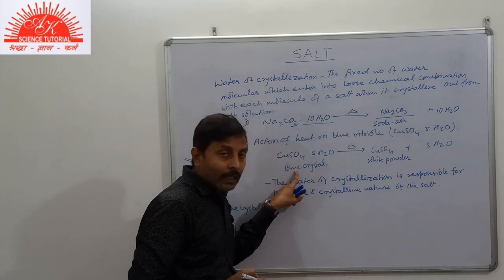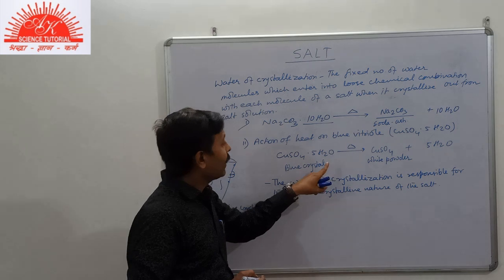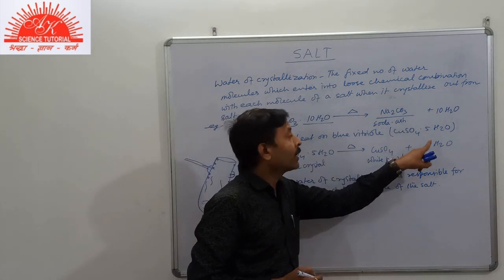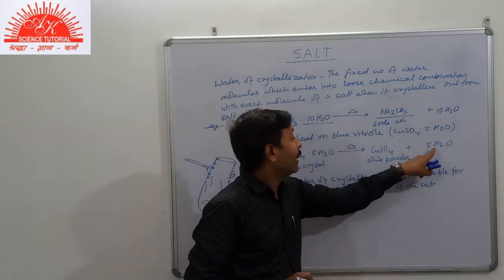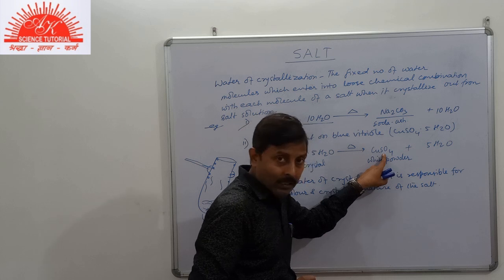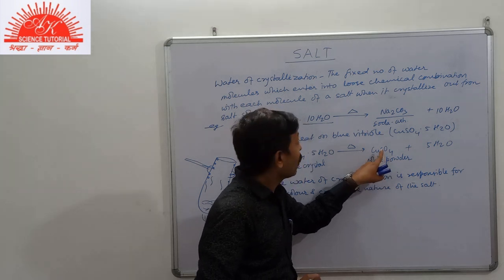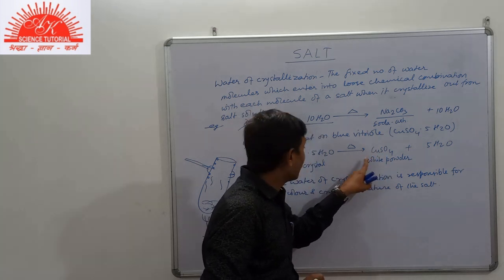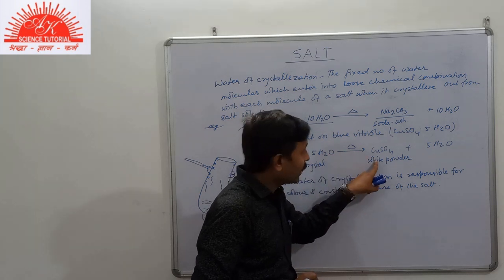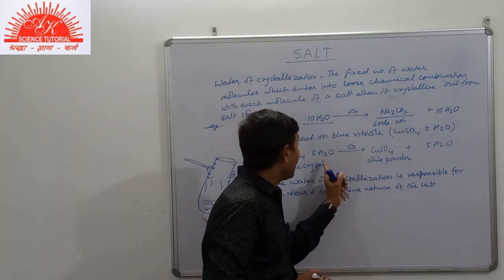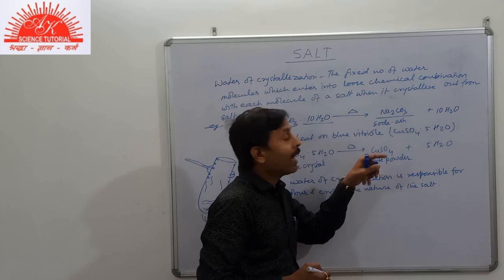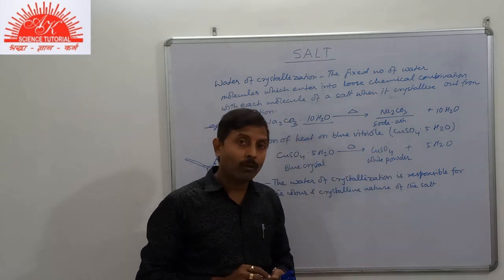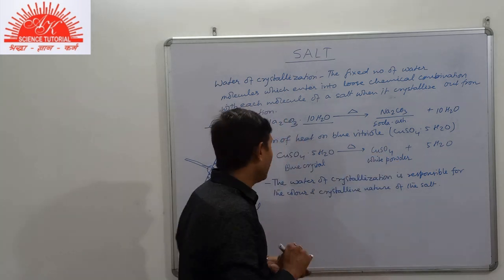It is blue in color and crystalline in nature, but when heated, when it loses its water of crystallization, it becomes anhydrous copper sulfate, which is white, not blue. It has lost its color as well as its crystalline nature, and it has turned to powder form. So what do you observe here?